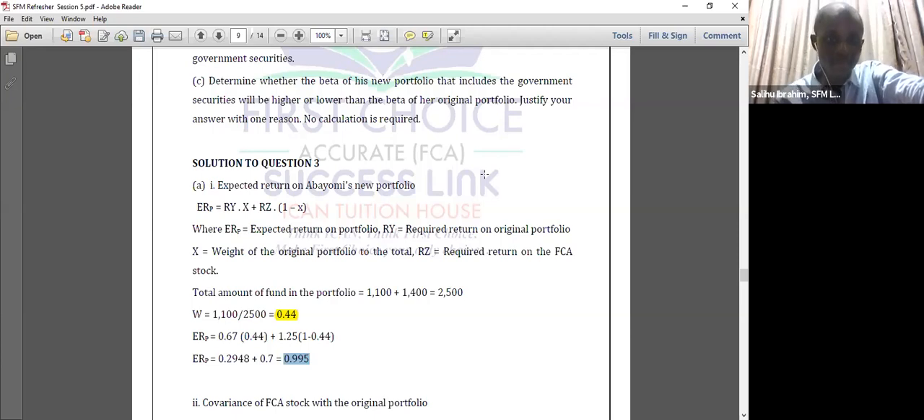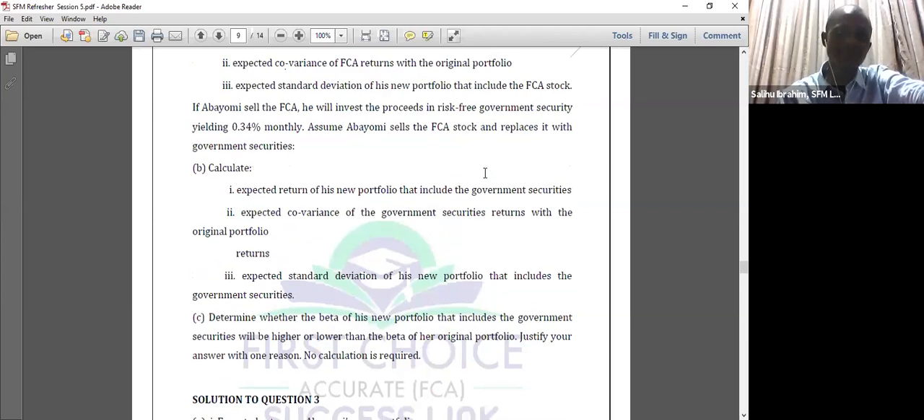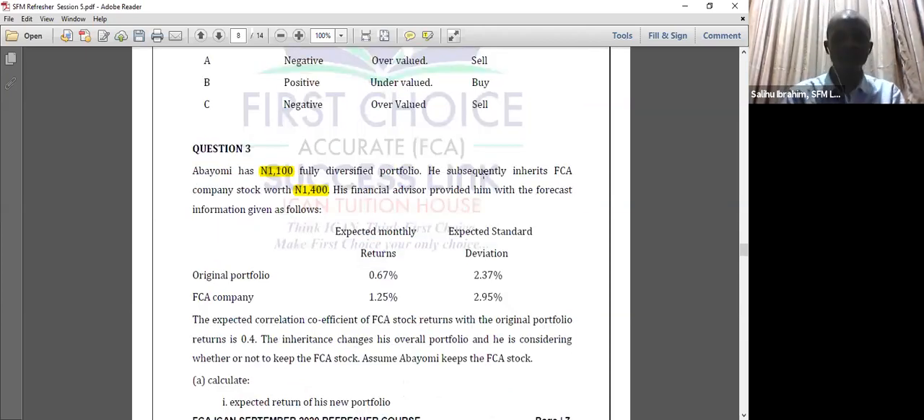Sorry, look at this. Please adjust this. It's not supposed to be expected return. This is not supposed to be expected return. It's supposed to be required return. This is supposed to be required return. Required monthly return. Please change that to required, because what was just computed now is the expected return. Thank you.